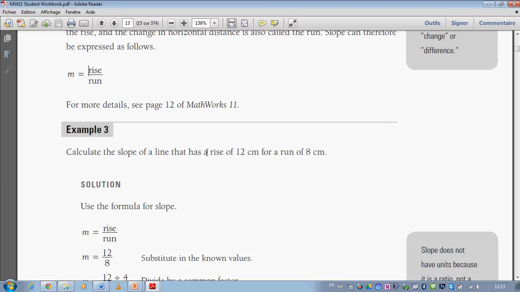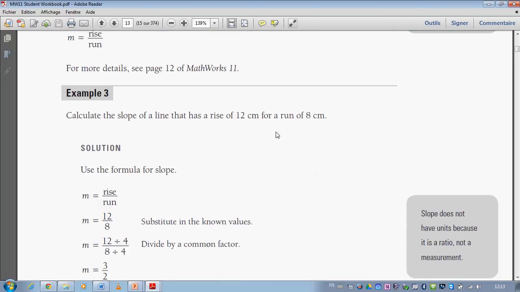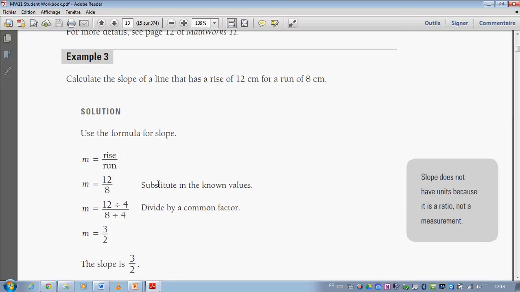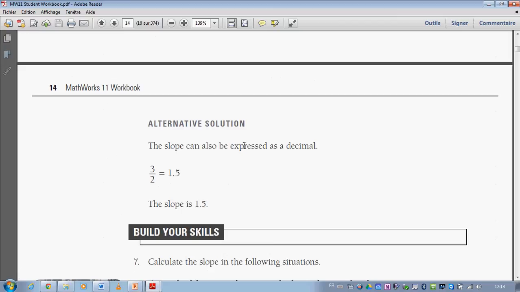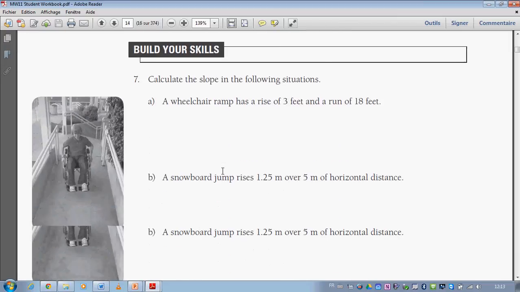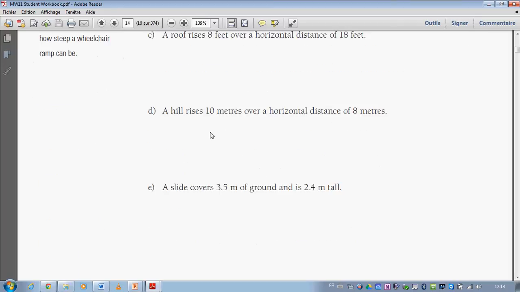So again, a rise is a vertical change, a run is a horizontal change. So here you've got 12 over 8, and then of course you'd have to simplify that. And that's what they do here. They set it up as 12 over 8, but then they simplify it. They divide both top and bottom by 4, which is the greatest common factor. You get 3 over 2, so that's your slope. The slope can also be expressed as a decimal, so having 3 over 2 as 1.5 is okay. So here you can try out these questions.